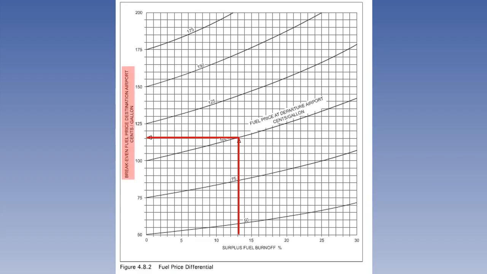Go horizontally left to the break-even fuel price at the destination airfield, which is 115.8 cents per gallon. Therefore, we can deduce from this example that if the price of fuel at the destination is greater than 115.8 cents per gallon, it is commercially viable to carry extra fuel to offset the cost of the next sector.